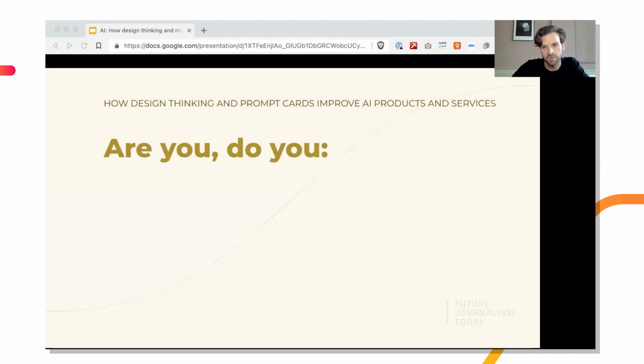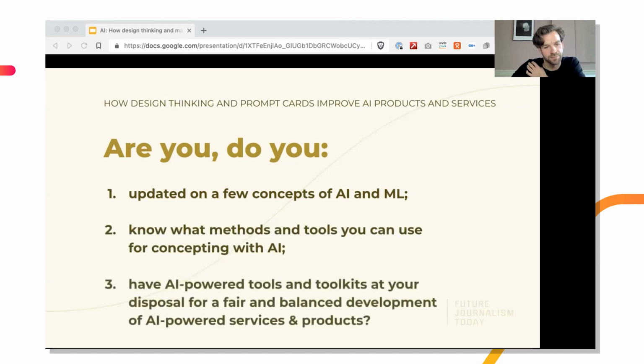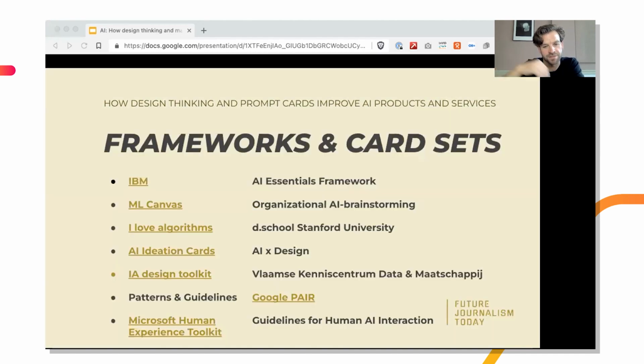And well, we've come to the end. So I would like to ask you, are you updated on a few concepts of AI and ML? Secondly, do you know what methods and tools you can use for concepting with AI? And third and lastly, do you have AI-powered tools and toolkits at your disposal, or maybe have now heard of for the first time, to go for a fair and balanced development of AI-powered products and services? I hope you do. This is the list that helps you in a practical way.